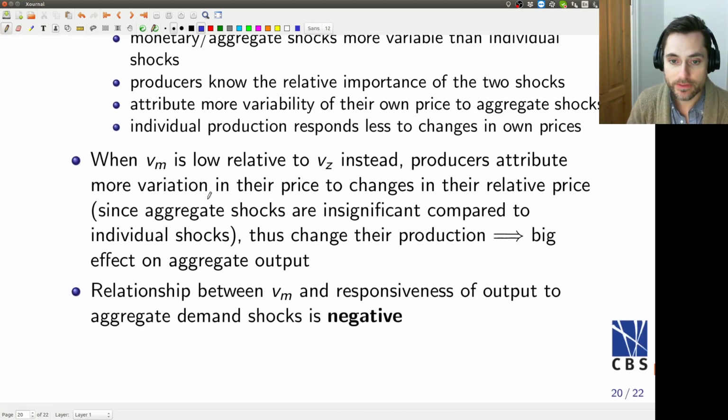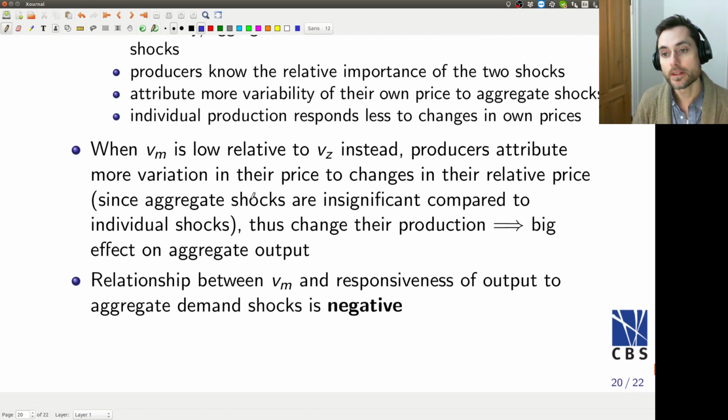On the other hand, when Vm is low relative to Vz, then it means that there's very little change in the money supply each year. So if I see my price being different than I expect it to be, I'm going to assume that that was a demand shock. Okay, so it's really going to affect my production. So the relationship between the variance of money supply and the effect of money supply on output should be negative. Okay, so we can actually test that in data.